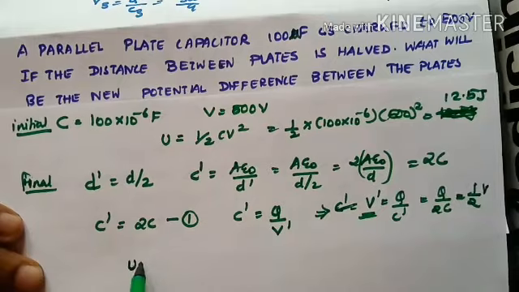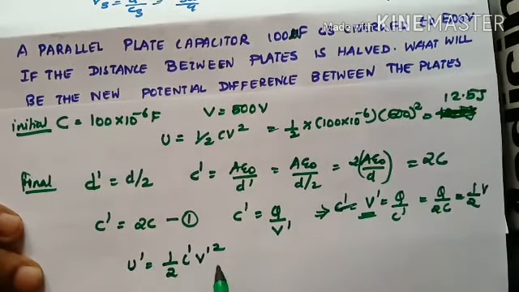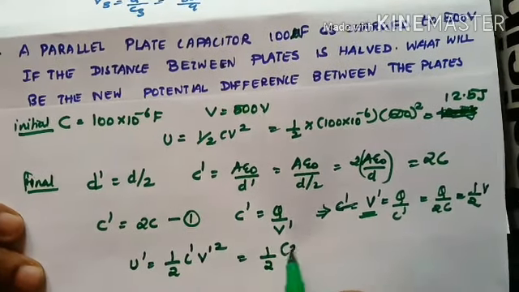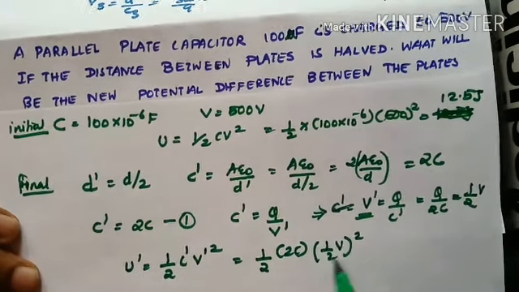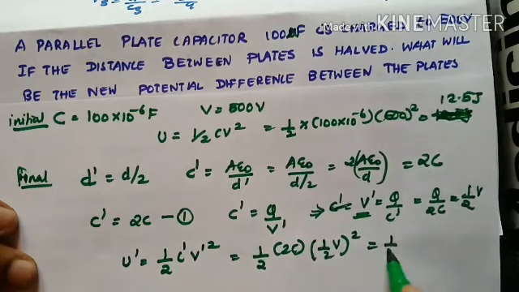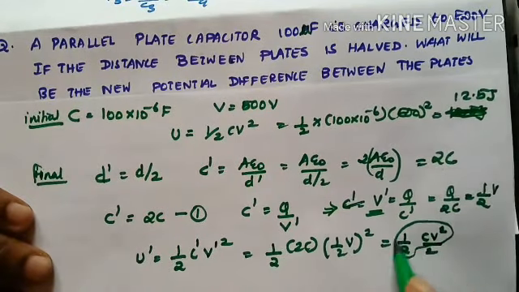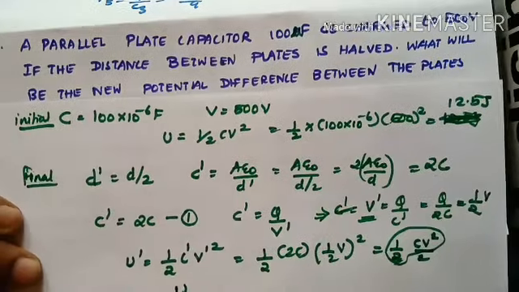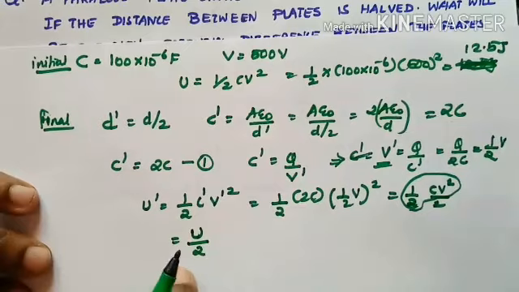So what will be the new energy U dash? That is half C dash V dash square. That is equal to half into new C dash, which is 2C, and V dash square is half V whole square. So this can be written as half into 2, and this becomes 4. So it becomes CV squared by 2. So half CV squared means the initial energy is now halved.